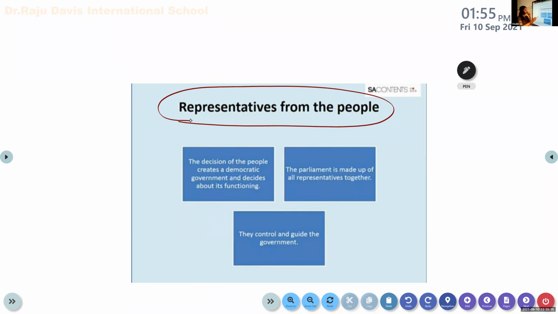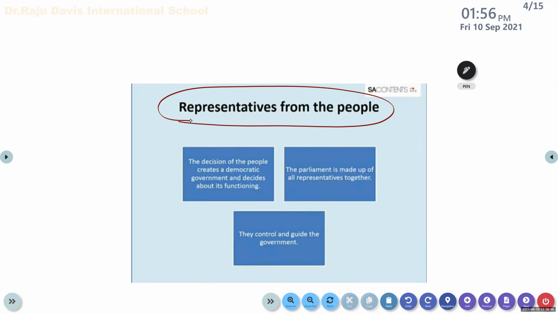Okay, the Parliament, children. The three major organs of the government are the legislature, the executive, and the judiciary. And the Parliament, that means the legislature, consists of the elected representatives, that means those who were elected by the people.